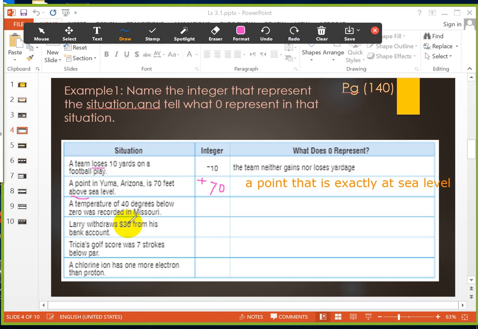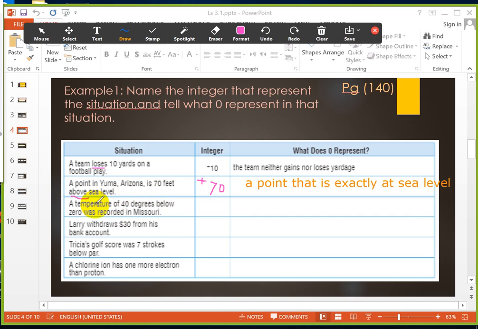If I told you I lose money, is that a negative or positive quantity? From the meaning of the word, you have to know that this is a negative quantity. But if I told you the height of any point in any region is above, what does that mean? This point is higher than sea level by 70 feet. That means this is a positive quantity.